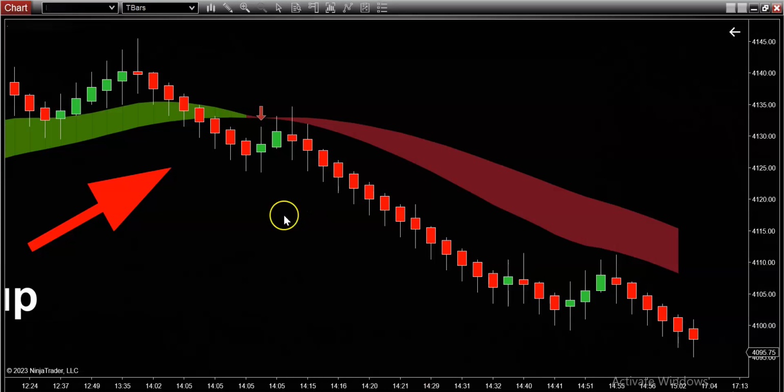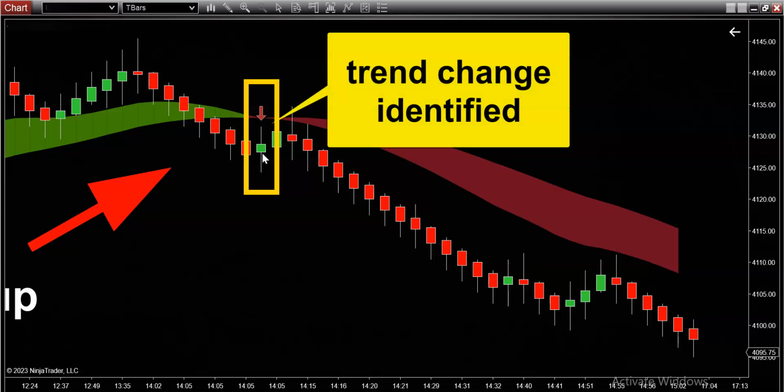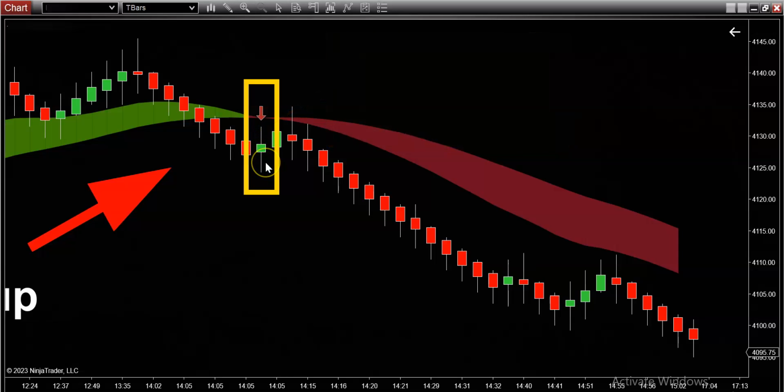When this thing changes colors from green into red, as it did exactly at this moment in time, let me go ahead and highlight this bar. This bar right here was where the momentum shifted, or you could say the trend changed. You have to be alert, you have to be notified, but that does not mean you randomly come in and sell the heck out of this market.